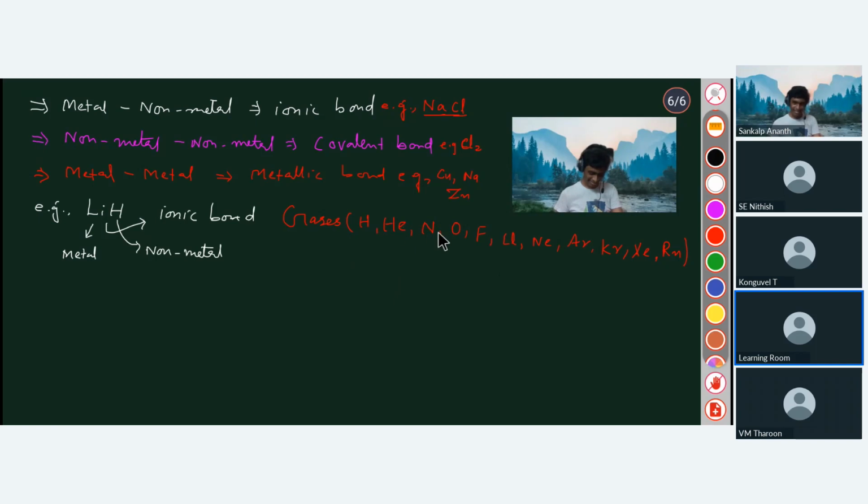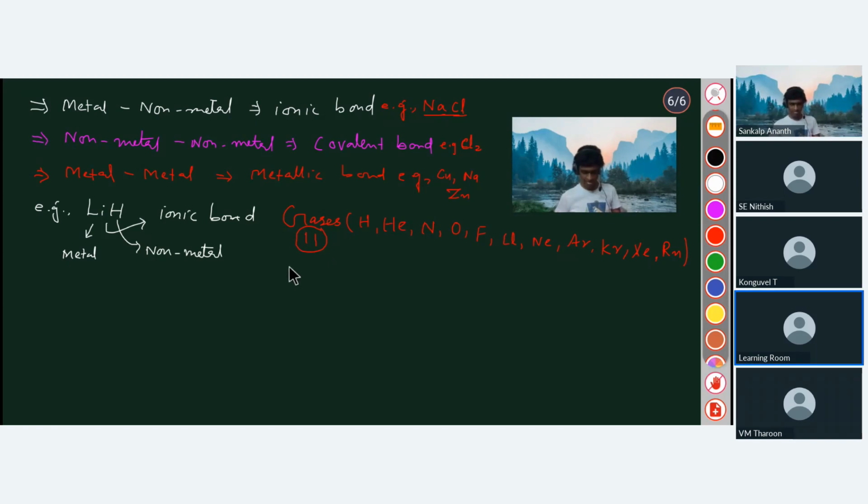So can you count these? How many have I written down? 4, 5, 6, 7, 8, 9, 10, 11. There should be only 11 gases in the whole periodic table. Exactly. So you will remember there are only 11 gases among 118 elements in the whole periodic table.